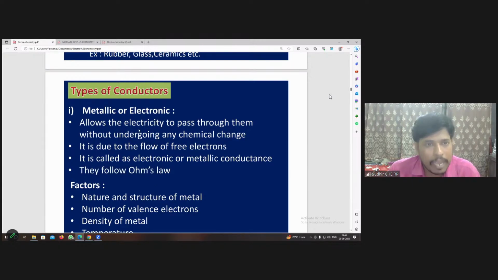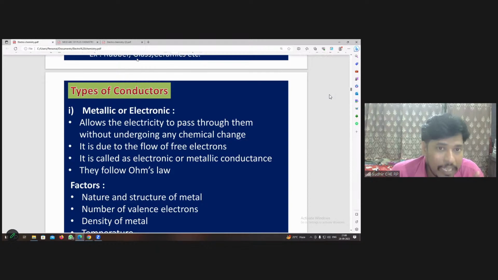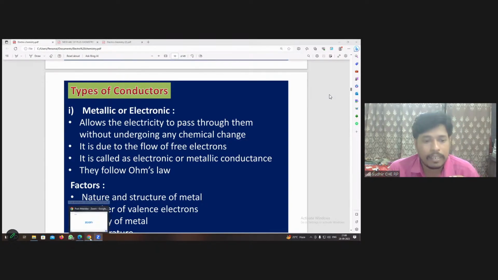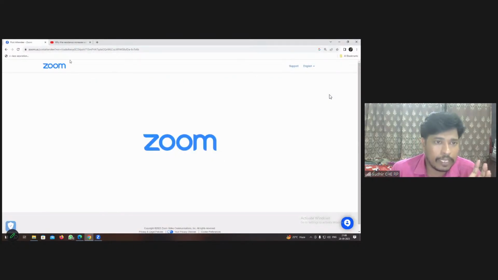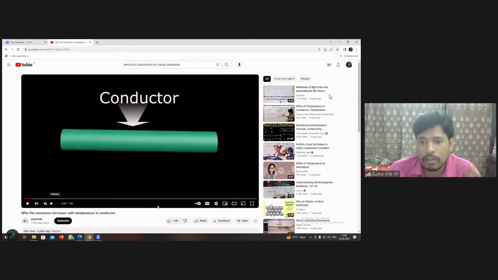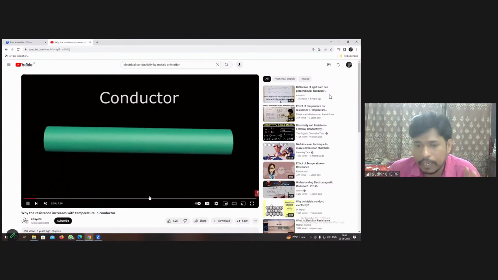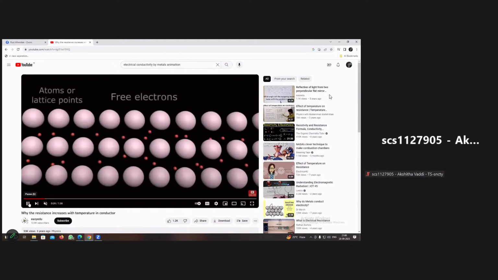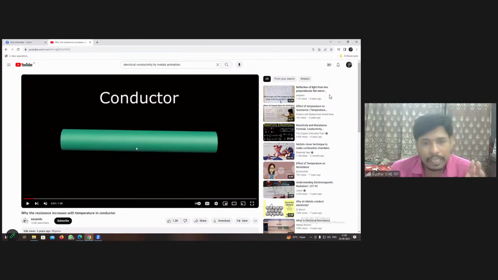But how and what happens during this metallic conduction, I wanted to give you some idea in detail. Then I will conclude today's class. Okay. Once you have a look at this animated video, I hope you can see the screen clearly. The video is playing, right? Yes. Yes. Okay. So generally, here once you see, this is a metallic rod.